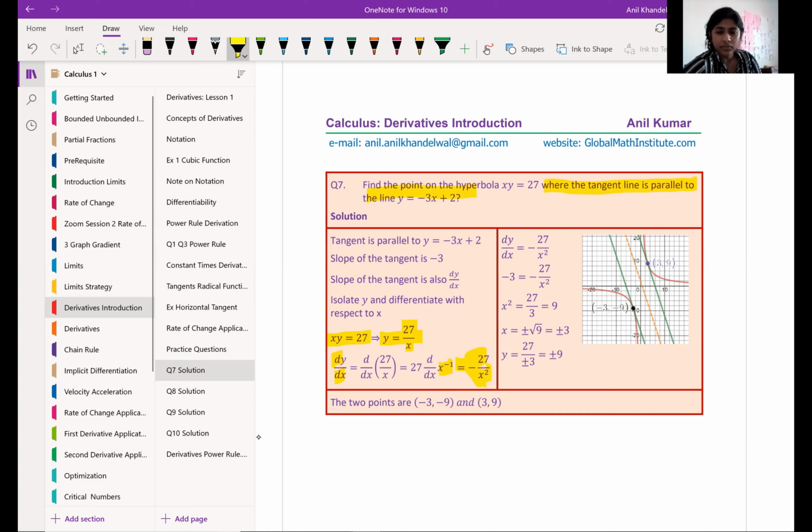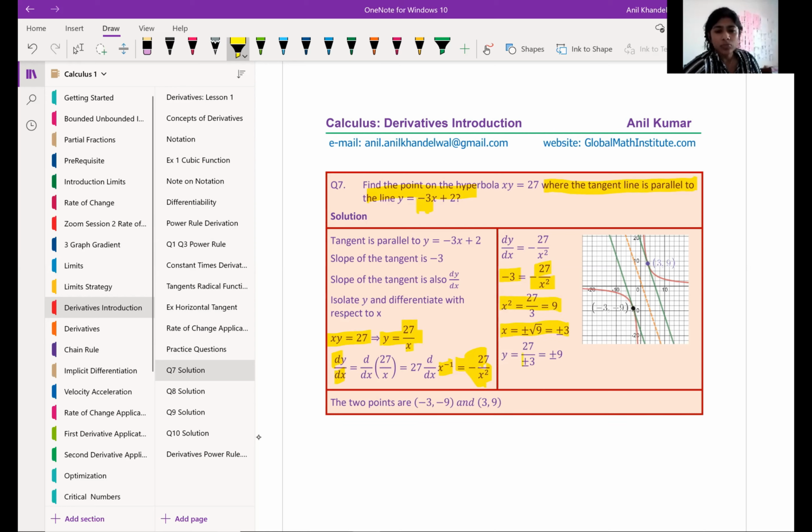That means this slope should match with minus 3, correct? So we have equated minus 3 with minus 27 over x squared. And when you do that, you can find the value of x squared and do your calculations. You get 2 values, which are plus and minus 3.